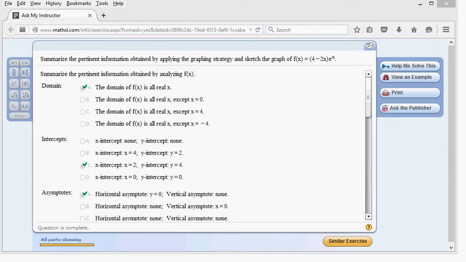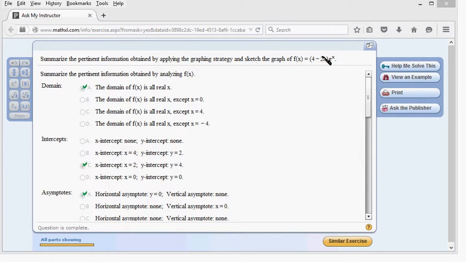Alright, let's look at homework number 8, problem number 18. We're going to try to use the graphing strategy to sketch the graph of f of x equals (4 minus 2x) times e to the x. So let's do that.